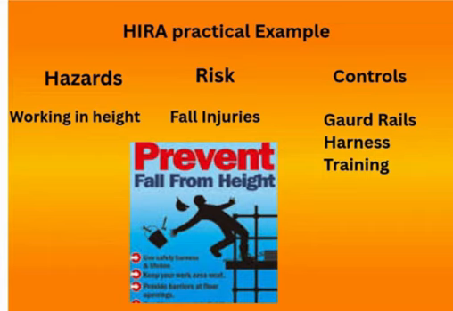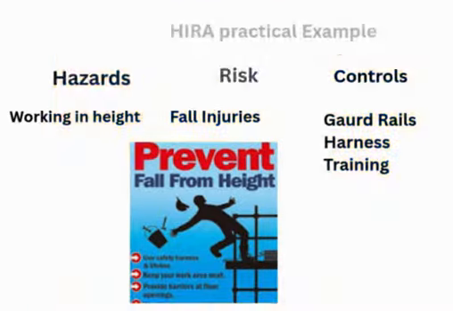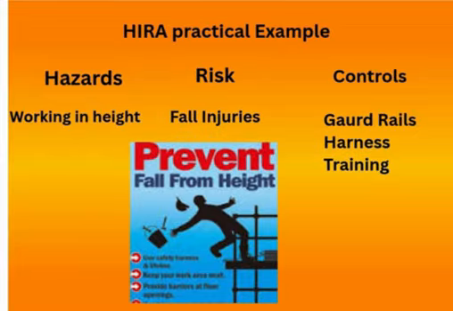Next, we can ensure the worker uses a safety harness, which is PPE. We can also provide proper training and supervision, which are administrative controls. This is a simple example of how HIRA works in real life.